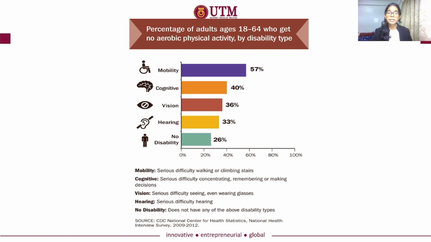So this will be the percentage of adults ages 18 to 64 who get no aerobic physical activity by disability type. So mobility is the highest percentage. So by that we can conclude that about 15% of the world's population is with some form of disability, of whom 2 to 4% experience significant difficulties in functioning. So this global estimate for disability is on the rise due to the population aging and the rapid spread of chronic diseases.